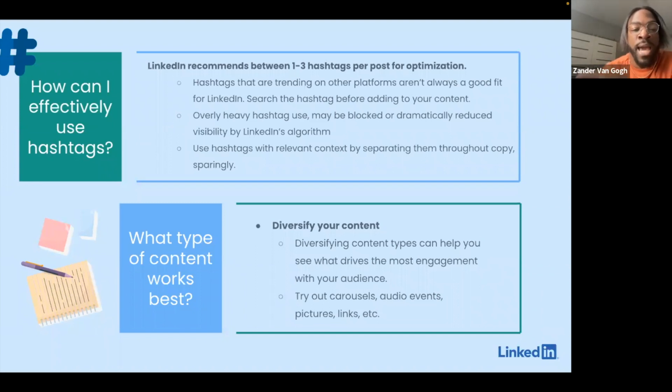And overly heavy hashtag use may be blocked as well, just as a key thing to think about. What type of content works best is another frequently asked question. I would say diversify your content as much as you can. Again, the 70-30 rule: 70% of what works really well for you, 30% experiment and try different things. Also, diversifying your content types can really help you see what drives the most engagement with your audience.